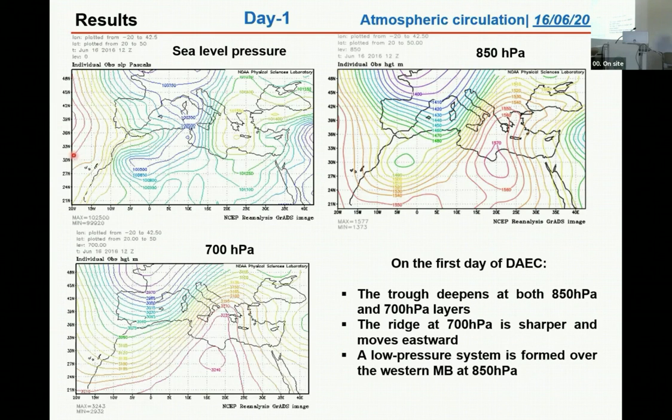On this slide, we give the atmospheric circulation on the first episode day. What we observe is that the trough over the Iberian Peninsula and northwestern Africa is now deeper at both the levels of 700 and 850 hectopascal. The ridge at 700 hectopascal is now sharper and moved eastward, while a low pressure system is formed over the Western Mediterranean basin at 850 hectopascal.